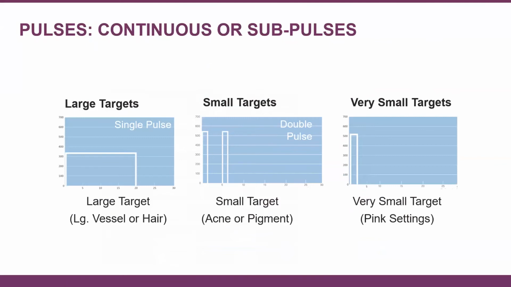And here, this is just looking at it more in a graph form. So single pulse, large target. This would be something we would use to treat a hair follicle or a large vessel, probably a larger nasal vessel. If the target is small, we could either use 2 pulses, as we do here, or 1 slightly longer pulse. But when we get to very small targets, here we're using a single very, very short pulse.